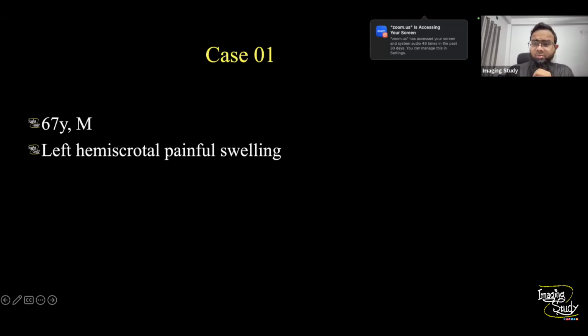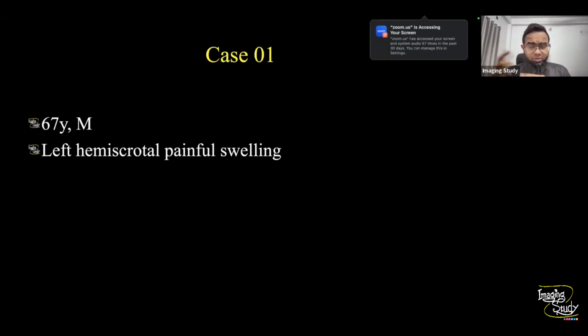This will be a 67-year-old male patient who came with left-sided hemiscrotal painful swelling. There was no history of fever. We expected some fever. When there is a severe painful swelling of the unilateral scrotum, we commonly think of 2 differentials. The first one is testicular torsion, and the second one is epididymo-orchitis or epididymitis.